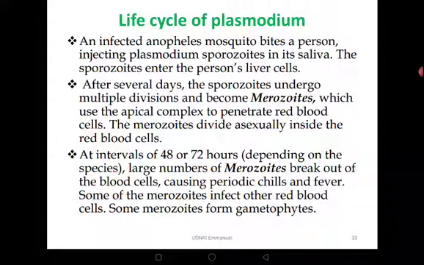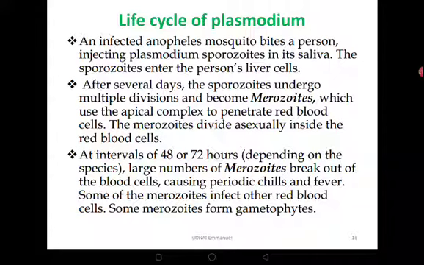The merozoites divide asexually inside the red blood cell. So the sporozoites in the liver will undergo division, will multiply. After dividing, they will change into merozoites. These merozoites are the ones that have the apical complex and can penetrate the red blood cells, which are their host cells. After entering the red blood cells, they will continue dividing. The merozoites will continue dividing inside the red blood cell.